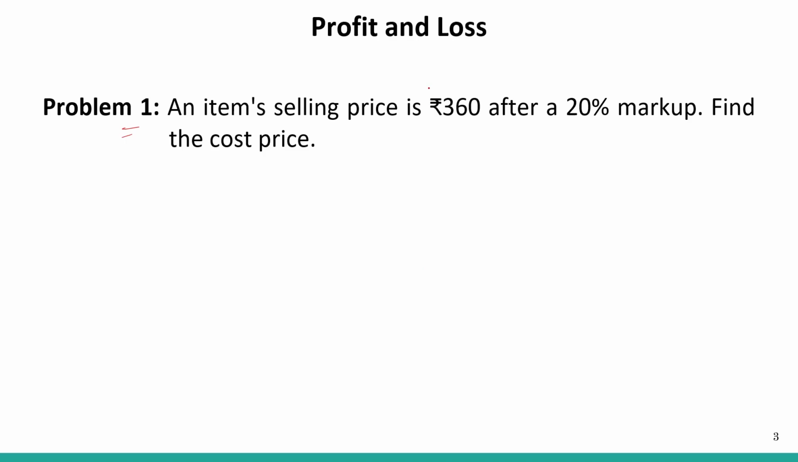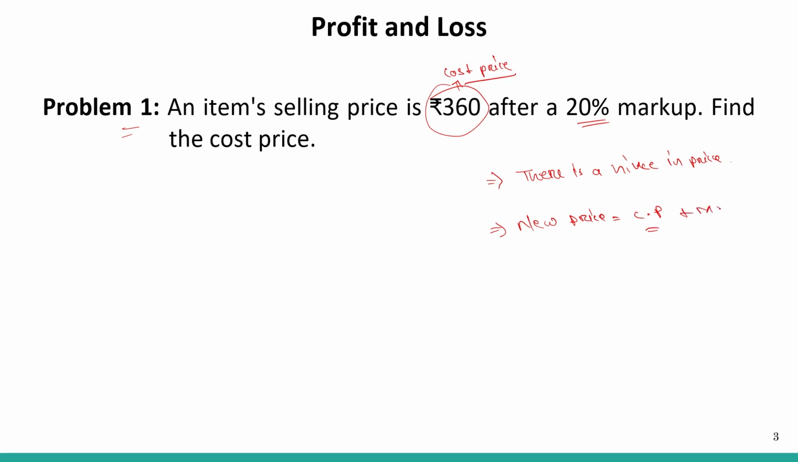An item is selling at a price of 360 rupees, right? So this will be what? Cost price. So this will be cost price. After a 20% markup, so markup is 20%, this implies there is a hike in price, right? So this implies the new price will be CP, that is the cost price, plus markup price.